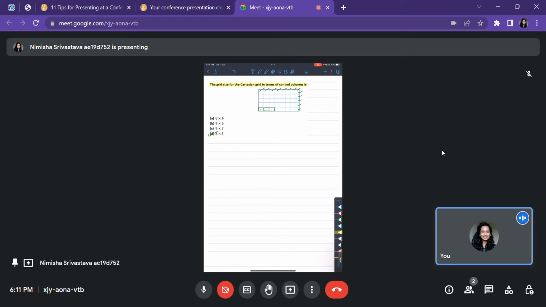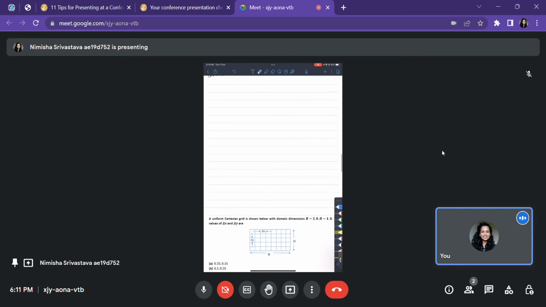We do not mean these lines. We do not mean the points. We're not being asked how many points are there, because points will be different than the number of control volumes. You can see over here, there are 6 points. Meanwhile, there are only 5 control volumes or 5 cells. So you need to be conscious of what you're being asked. Here, control volume refers to cell. That's the important takeaway from here. Right. So we'll move on to the next question.